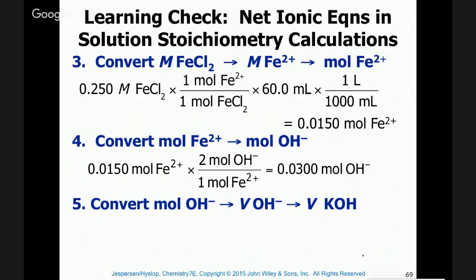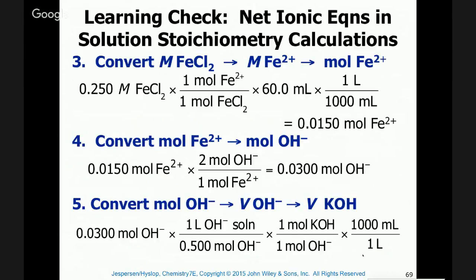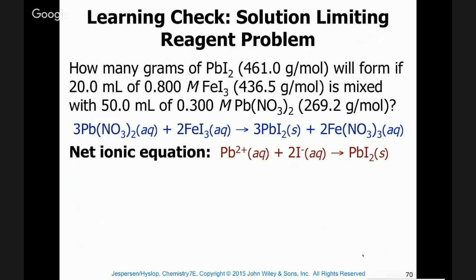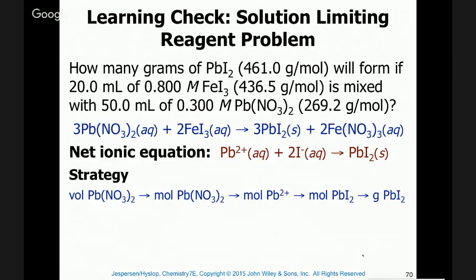You can slow this down. You can pause this and look at these, or to figure out how to get to the volume of KOH. And then here, we have our net ionic equation. There's our strategy to get to grams. It's a little longer, so go ahead and pause that so you can understand how that works. If you have any questions, let me know.